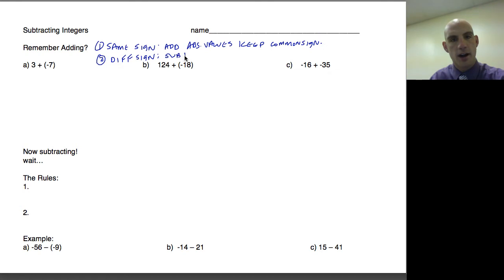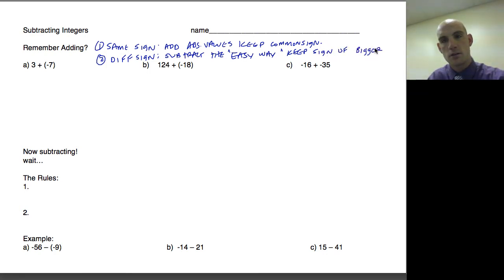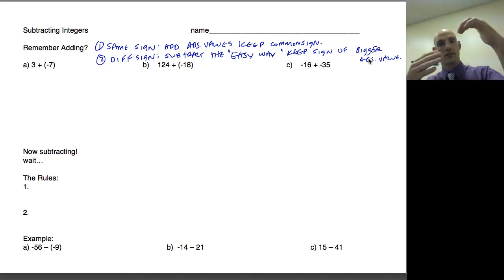Or number two, if we have different signs, we're going to subtract the easy way, and I'm going to put that in quotes, and keep the sign of bigger absolute value. Okay, so there's only two situations. If we have the same sign when we're adding, we keep the common sign and add the absolute values. If we have different signs, we're going to subtract the easy way, meaning subtract the smaller number from the bigger number, and keep the sign of the larger absolute value.